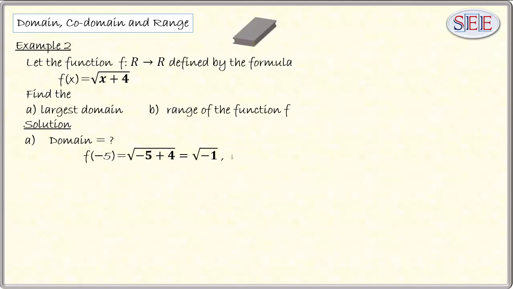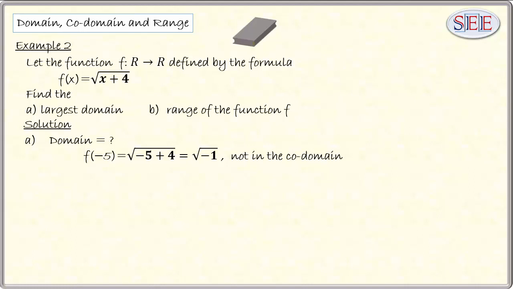So let me try f of minus 5. If I want to get the image of minus 5 from the function, minus 5 is a real number. Let me test and see whether it exists or not. So I will replace the x by minus 5. So I am going to have the square root of minus 5 plus 4. That will be the square root of minus 1, and the square root of minus 1 is not a real number. So minus 5 doesn't have an image, because the square root of minus 1 is not in the codomain.